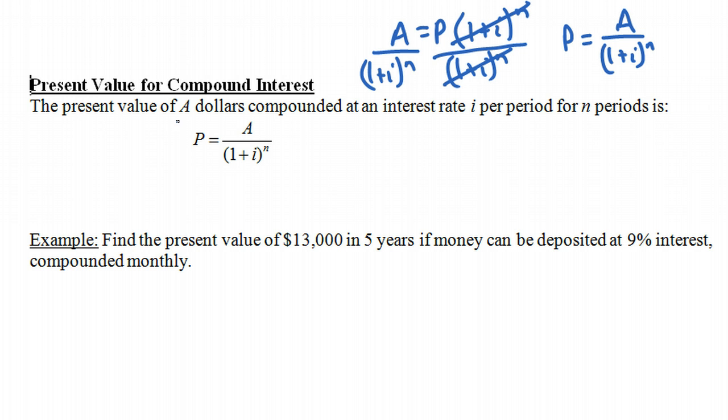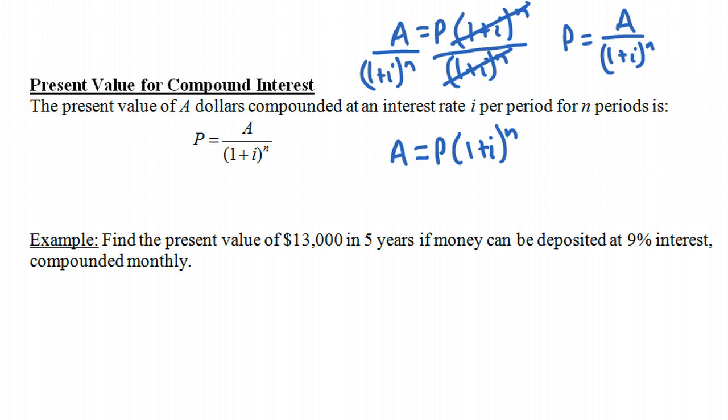The present value of $A compounded at an interest rate I per period for N periods is given by this formula. Ultimately, this came from the formula for compound interest, but we divided both sides by (1 plus I) to the N. Okay, so let's look at an example.